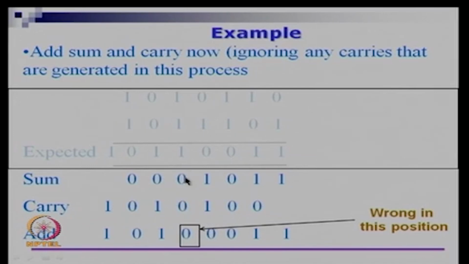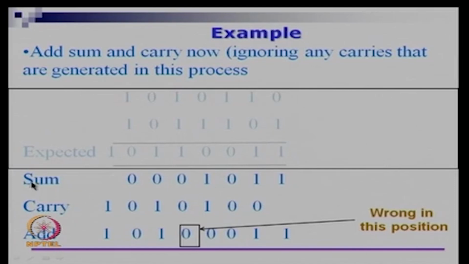Similarly, 0 plus 0 is 0, 0 plus 1 is 1, 0 plus 0 is 0, and this is a 1. If I leave it as it is, this is not the expected result. If you look at the expected result, it is 1 0 1 1 0 0 1 1. So, what I want is, I cannot do just addition of these two, because this addition actually means it is AND of these two. So, the XOR of these two, that is the sum.